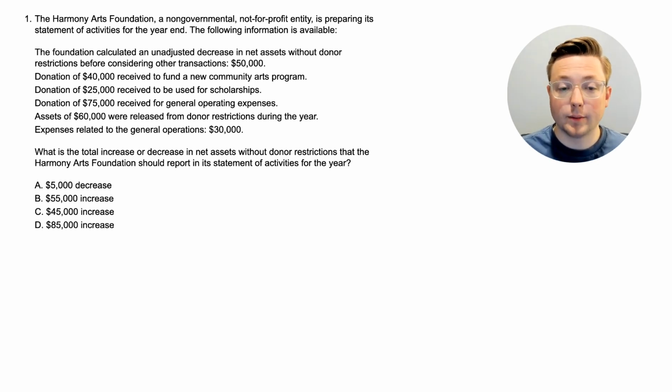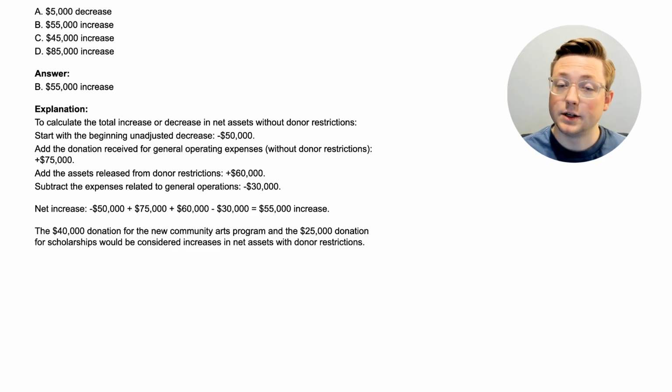So with all this information, and if you've watched the previous video, you probably can figure out what that is. If not, though, that's okay. We're going to dive straight into the answer to get an idea of how the statement of activities works and flows. Alright, and the answer is B. There's a $55,000 increase. So let's walk through this.